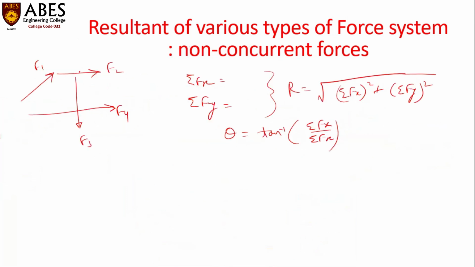But in this case, the forces are scattered at different places on the plane. In such a case, we need to find the location of the resultant also. Apart from the resultant's magnitude and direction, we also want to know from where this resultant is passing, the location. And for finding that location, we need a theorem which is called Varignon's theorem.